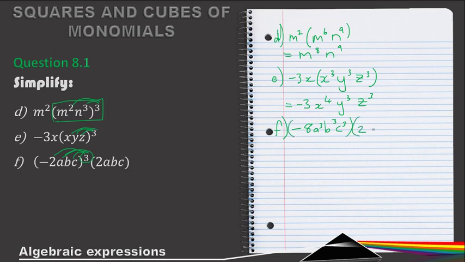Then we have 2abc, and multiplying. Now we've got 3 things we need to multiply. We've got the sign, the coefficient, and the variable. Let's start with the sign. A minus and a plus is minus. Then the coefficients, 8 times 2 is 16. And then my variables, which means if I multiply the same base, my exponents add. So if this is to the power of 1, then this is a to the power of 4, b to the power of 4, c to the power of 4.